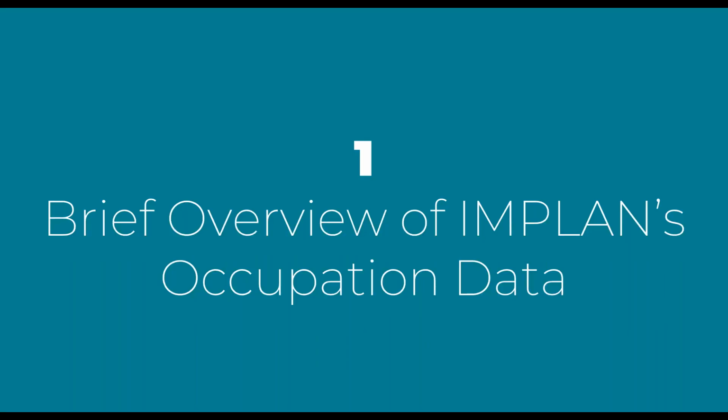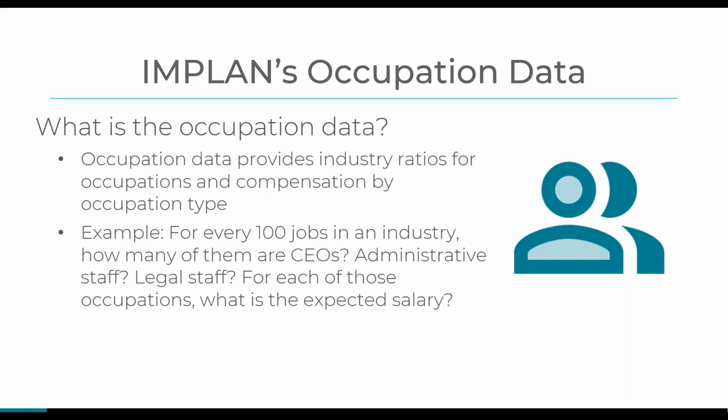Okay, so first, we'd like to cover a brief overview of IMPLAN's occupation data. It has been a while since we've done a webinar on this topic. So this section will just cover what is contained within the data set that we refer to as occupation data. We'll discuss what type of data is in there, provide some examples of that data, and then explore what the structure of this data really looks like. So what is in the occupation data? What is contained within it?